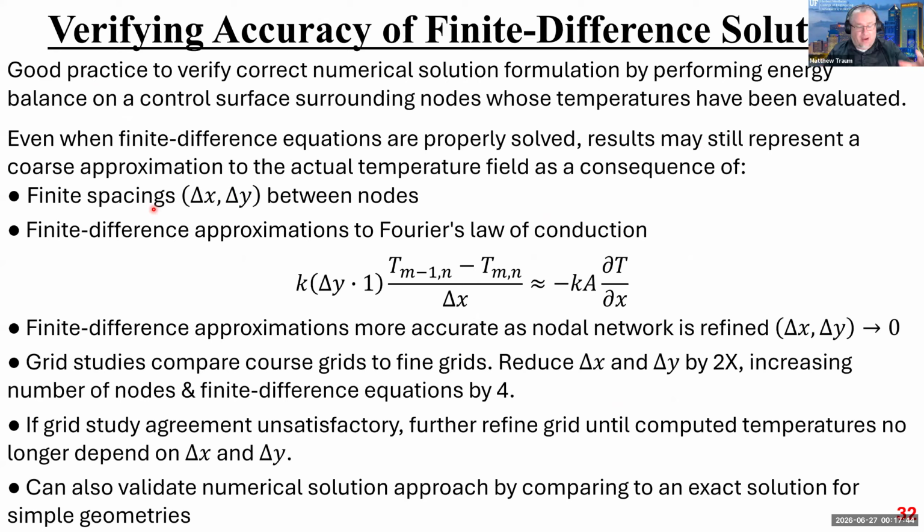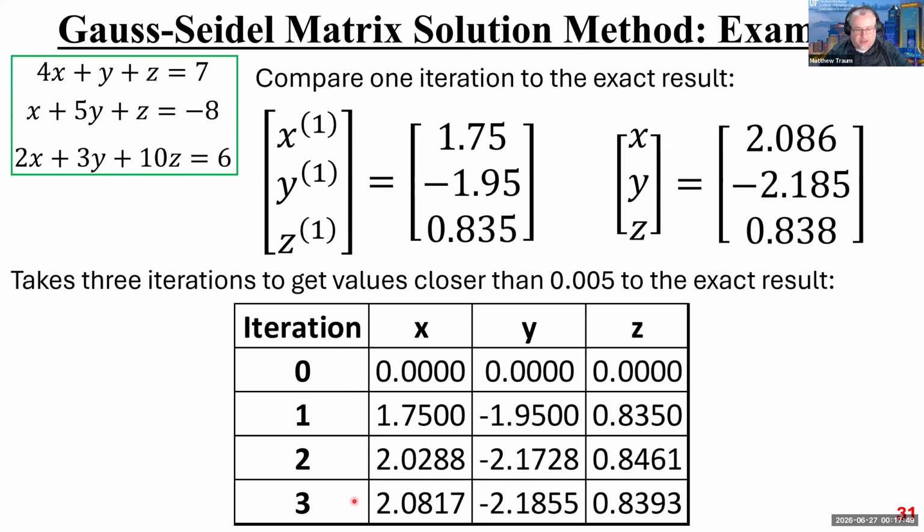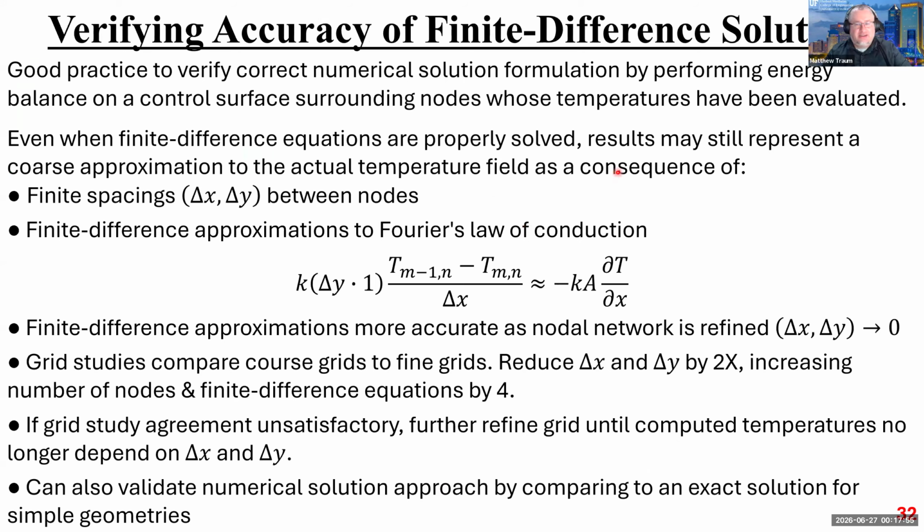Okay, so we've now got our solution, right? So this is our answer with maybe one dodgy number, which I'll check on. And remember, this was an approximation. This was not an exact solution. So we want to do something to try to verify the accuracy of our finite difference solution.